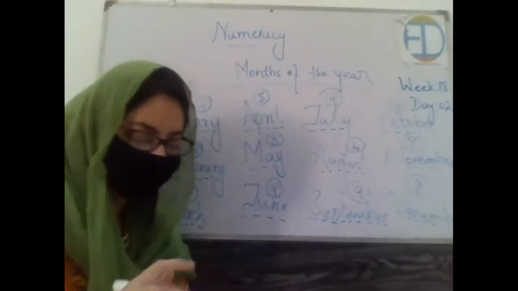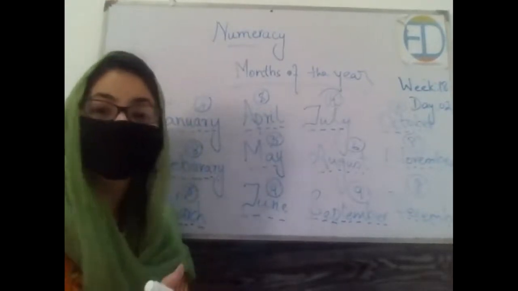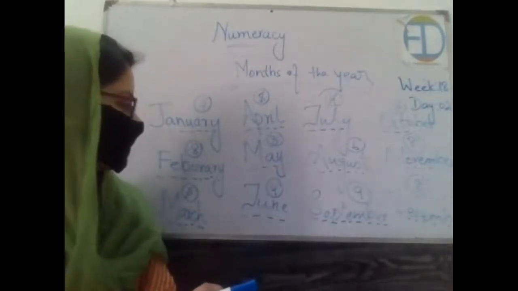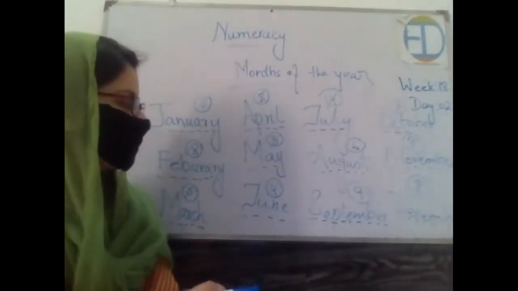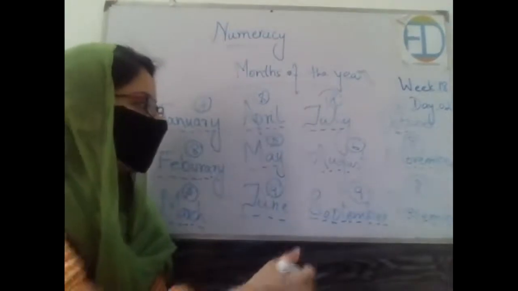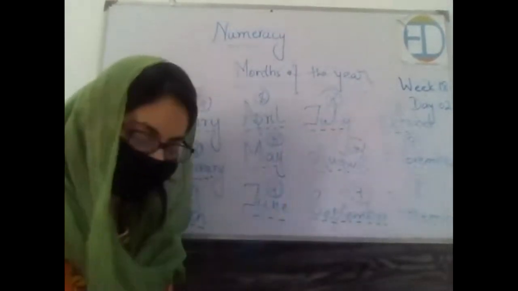Done? Okay. Write the name of the month which has 6 letters. Is there any name which has 6 letters? Hurry up. Yes, it's August. So write August in front of 6.